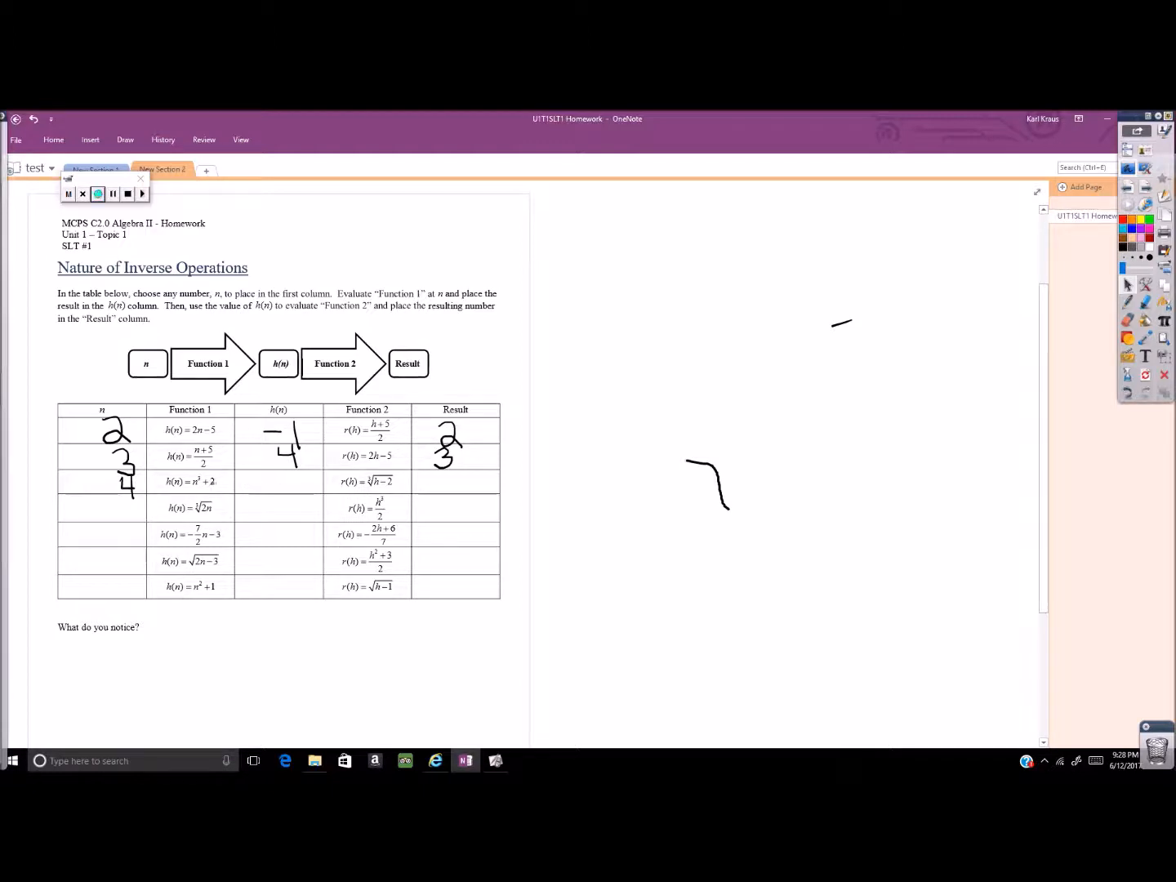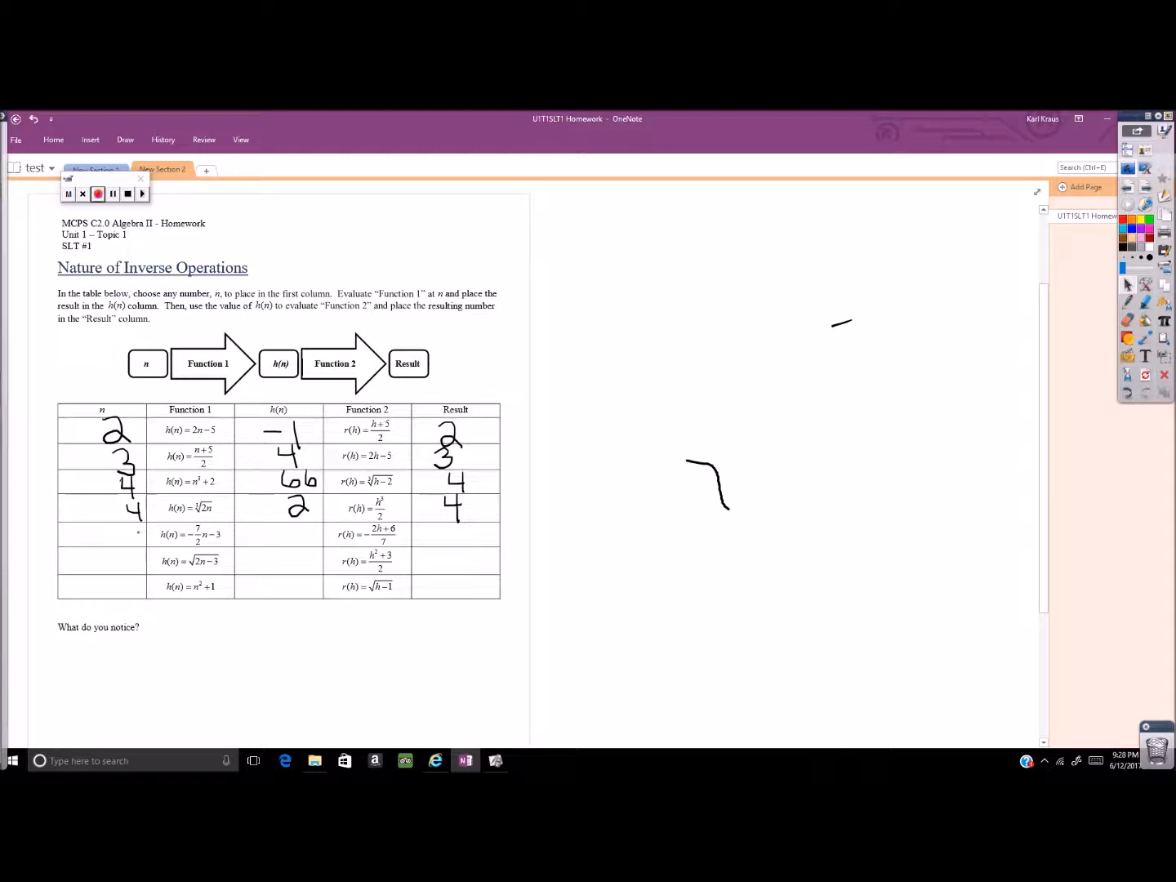So 4 cubed is 64 plus 2 is 66. And then 66 minus 2 is 64 and the cube root is 4. And the next one, let's go ahead and put a 4 in there also, because I know 2 times 4 is 8 and the cube root of 8 gives me a nice output of 2. And then 2 cubed is 8 divided by 2 is 4.